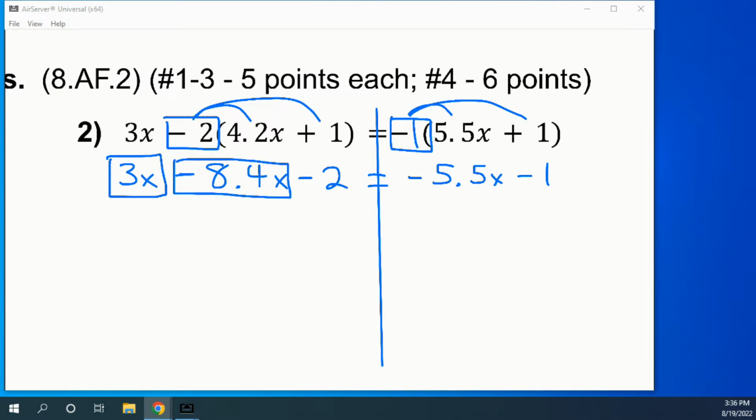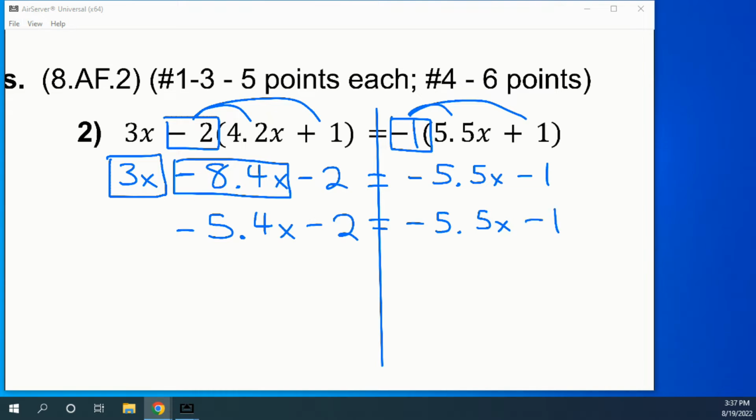No, we have positive 3x. I'm sorry. Positive 3x minus 8.4x. So I'll punch that into a calculator and I will get negative 5.4x. Bring down the minus 2. There's no combining like terms on the right side, so just make sure you remember to bring that down.